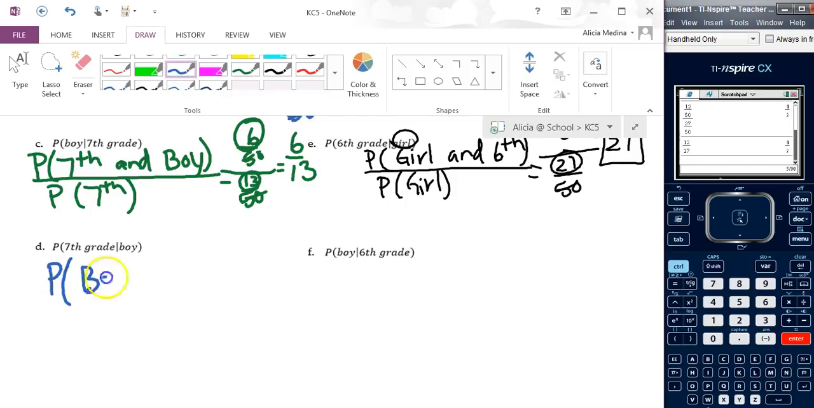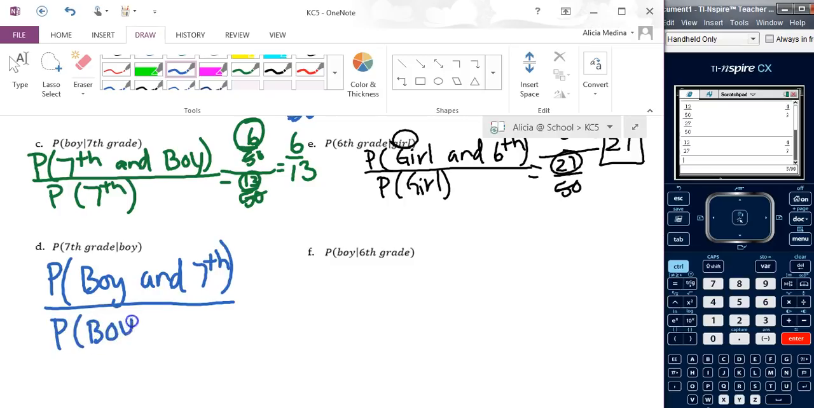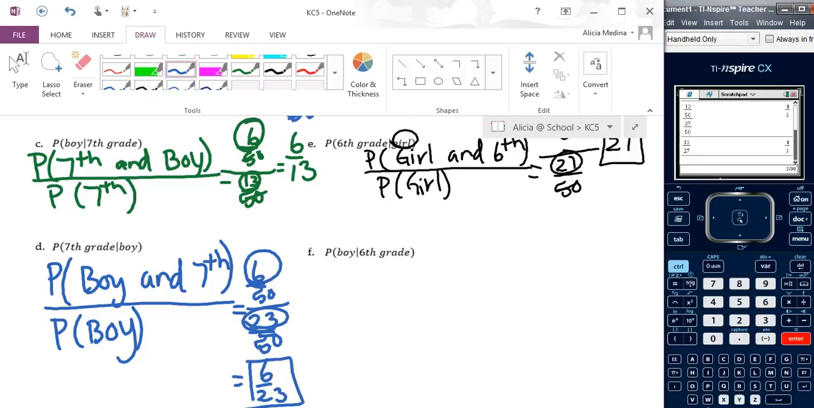Alright, looking at letter D, finding the probability of being a boy and being in 7th grade is going to be on the top of my fraction here. And then the probability of just being a boy. So again, you've separated the girls and the boys, and now you're trying to figure out how many of them are in 7th grade. Boy in 7th grade would be 6 over 50. And then the probability of just picking a boy would be 23 over 50. So I'm going to be dividing 6 over 23, which does not have a simplified fraction, so that is my answer.